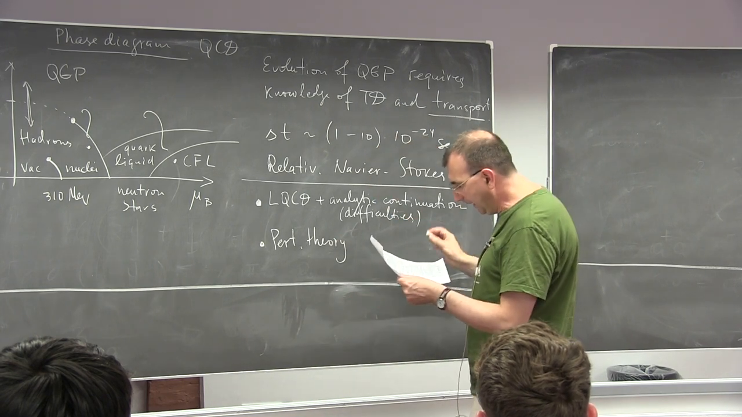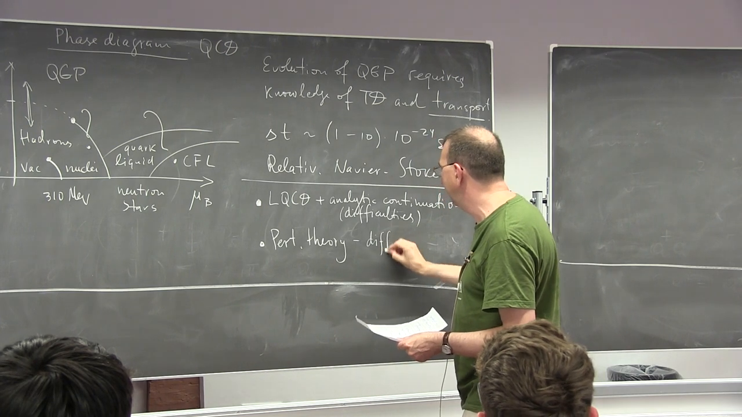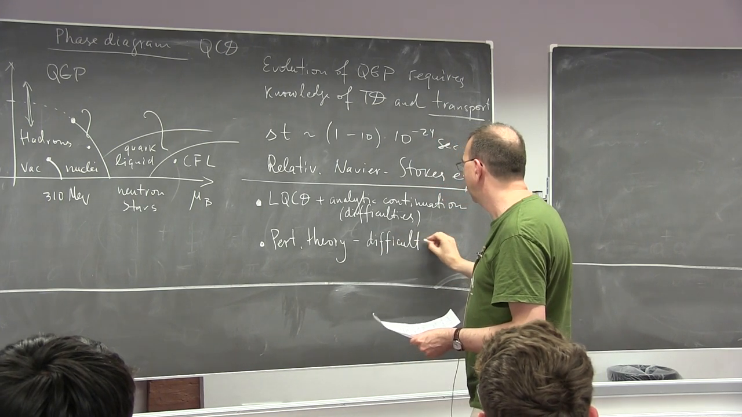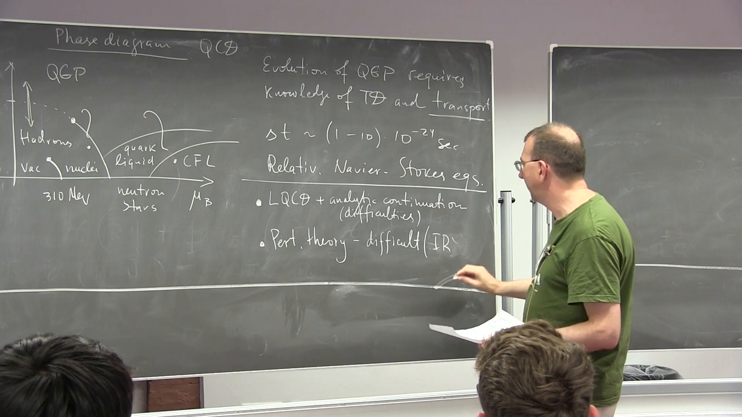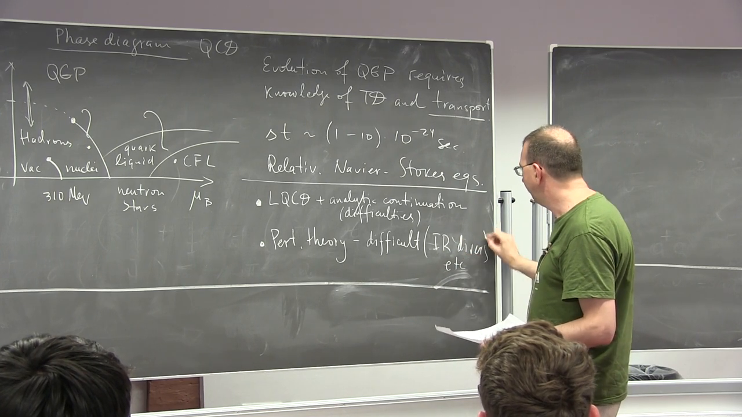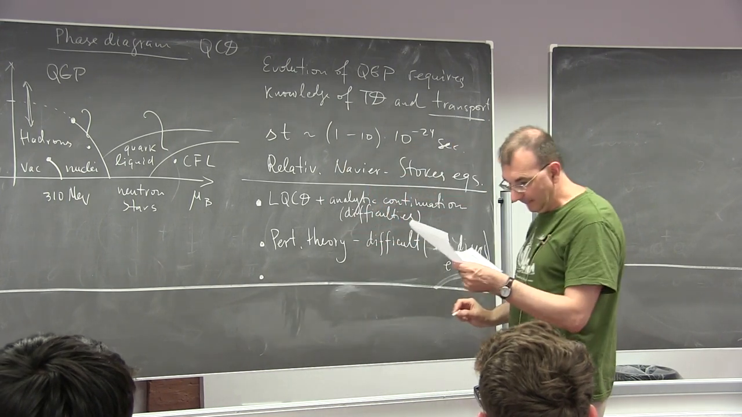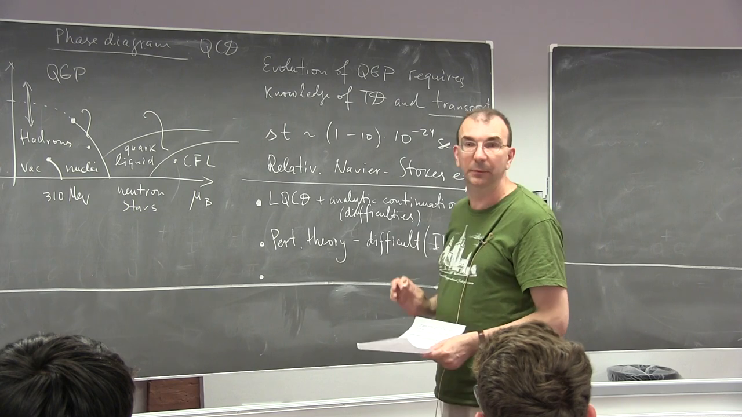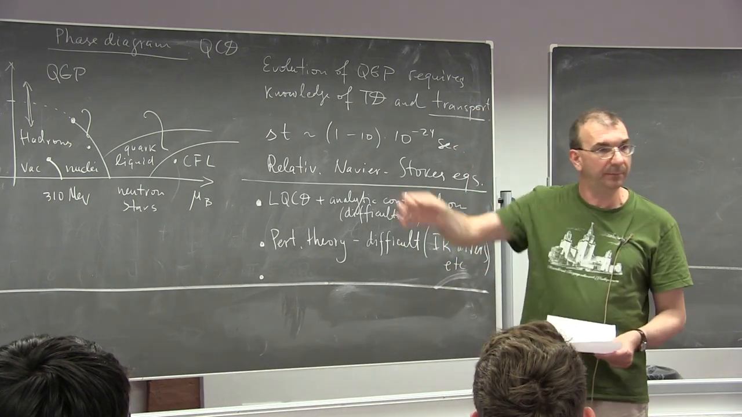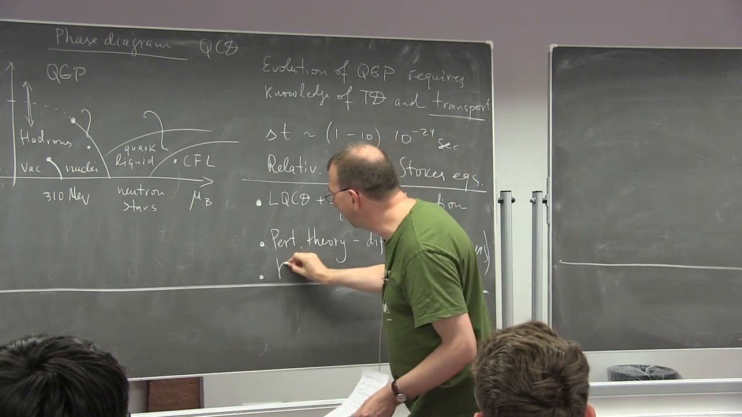Perturbation theory. So this is difficult, again, as Guy described. Difficult, for example, there are infrared divergences and so on. So this is difficult to do. And then there is also another tool which I must mention before we go to holography and related things. And this tool is called kinetic theory.